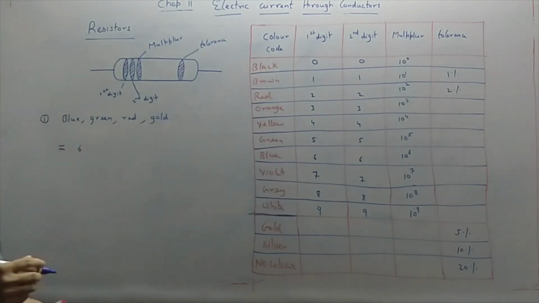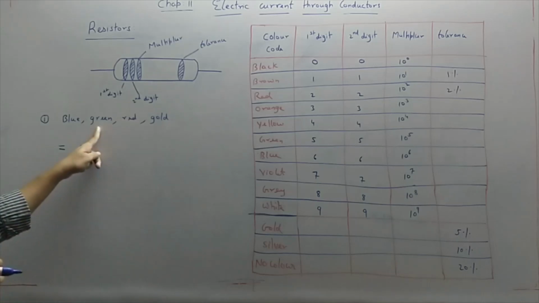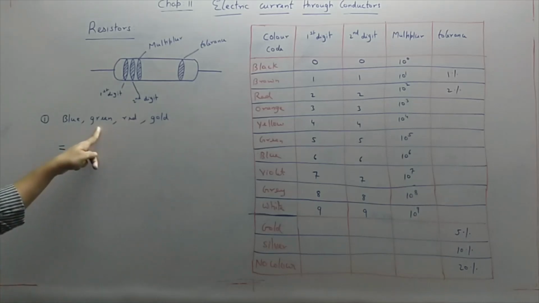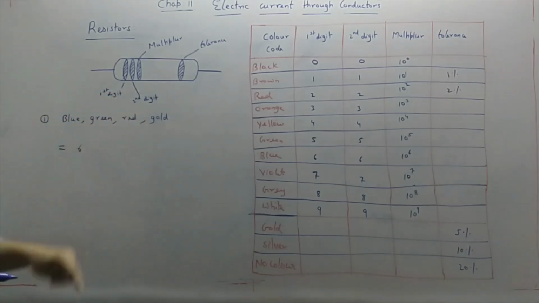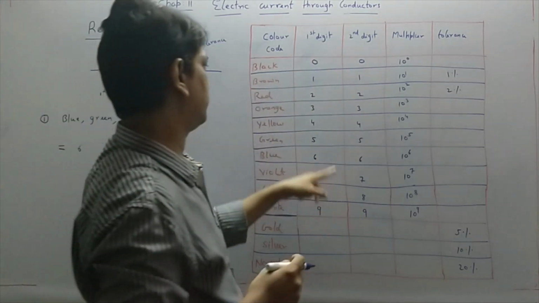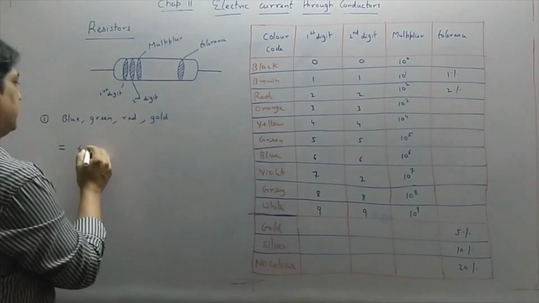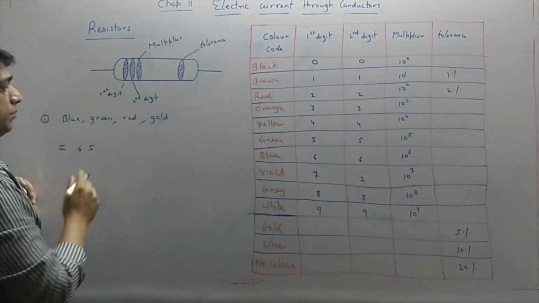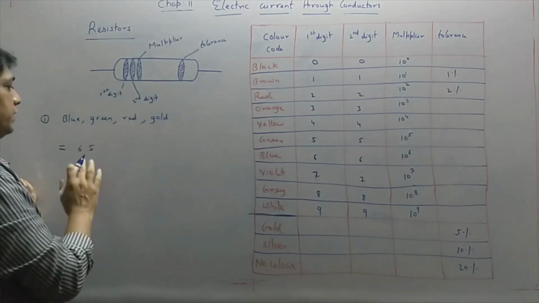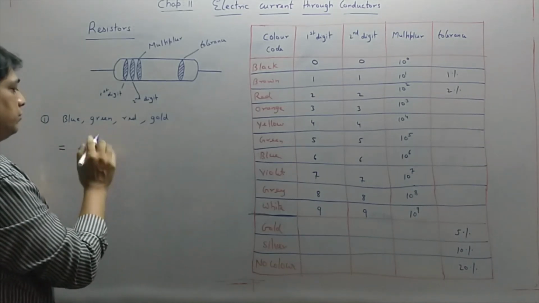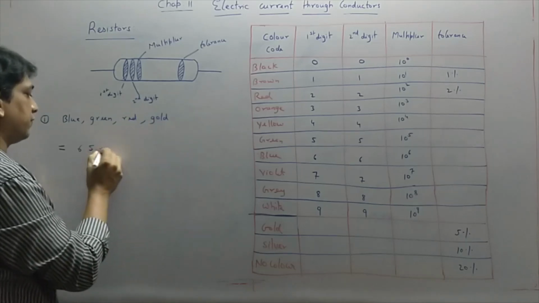What is the second band? The second band is green, which is the second digit. Green is 5. So 65 is the value. Not yet ohms, it is not clear now. Still 65 is just the digits.